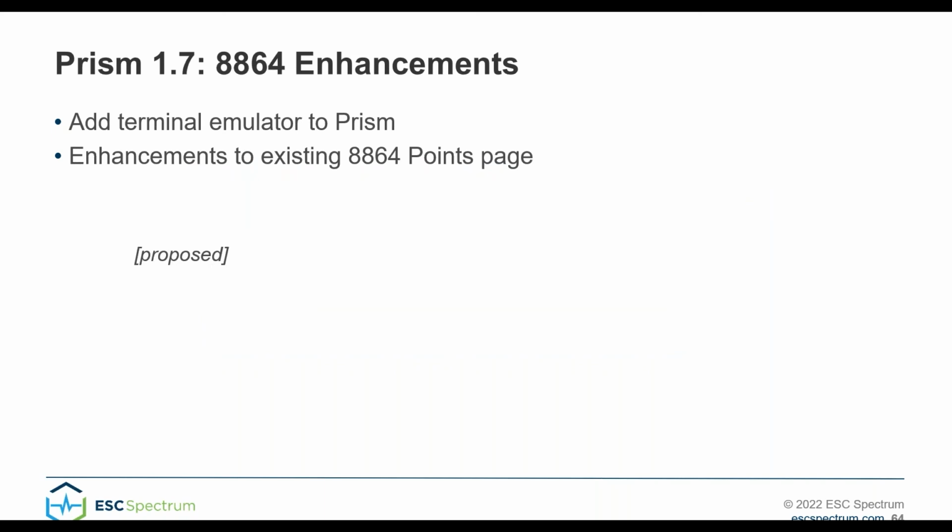Additional pending enhancements that are not far along in development enough that I have screenshots for. Add the terminal emulator to Prism for the 8864, so that when you go to that 8864 page, there will be a button you can click on, and then you can start up a direct terminal session from within the app to the 8864. Obvious caveat to that is the Prism app needs to be able to connect to the 8864. So that may not be something that everybody can use in every situation, but it may be handy for some if you do have that direct connection there.